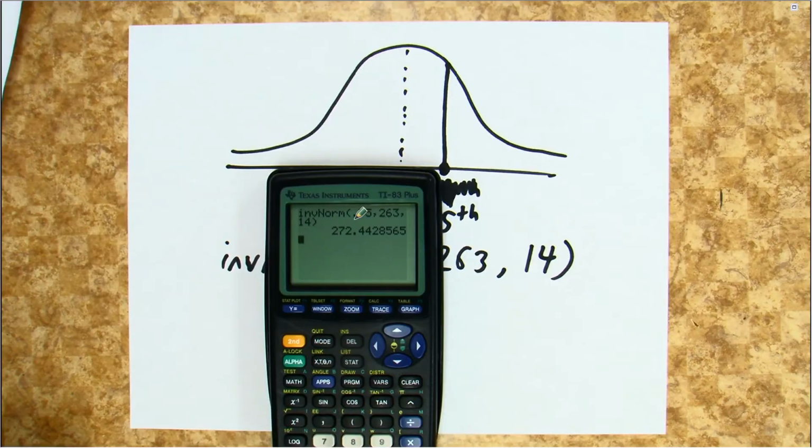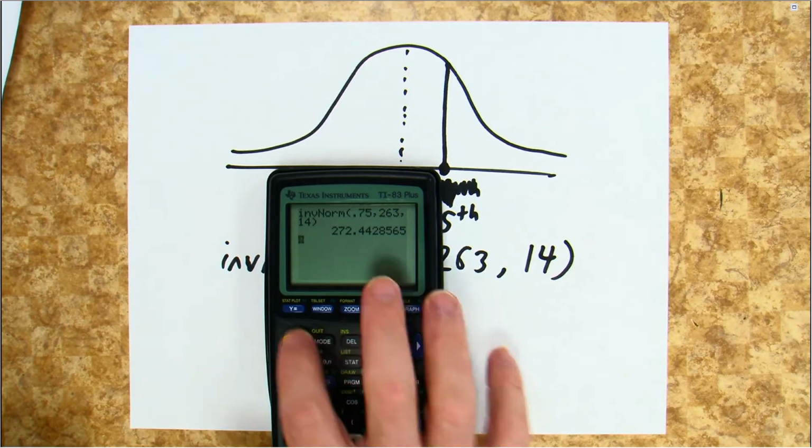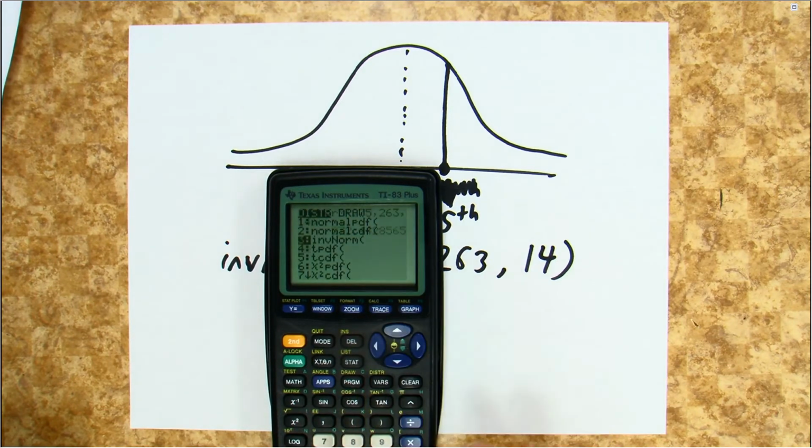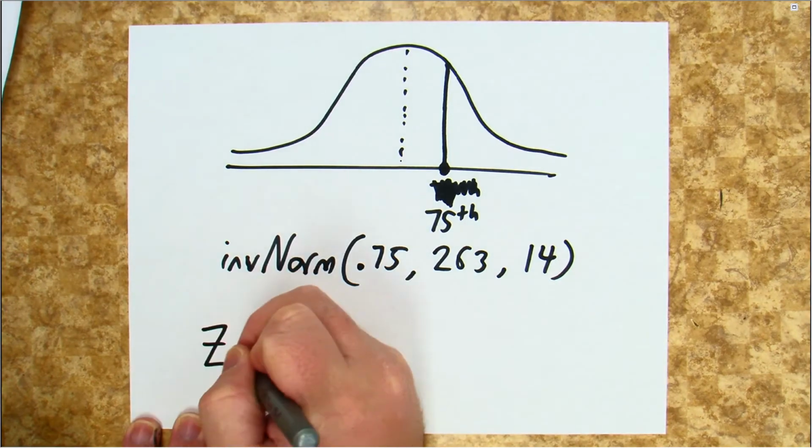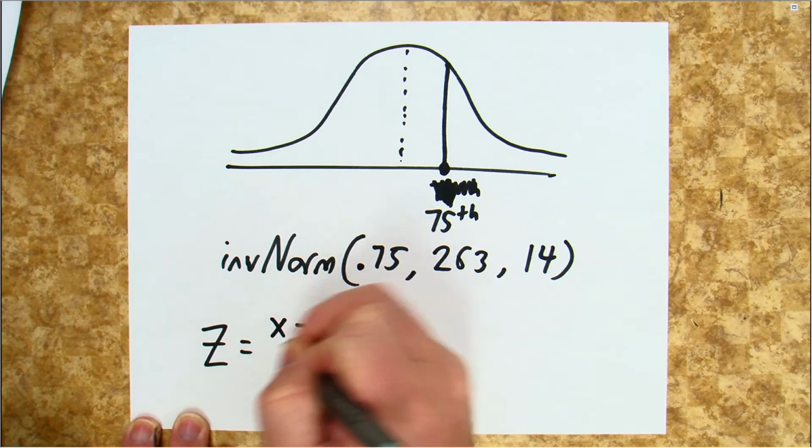Another way of thinking about the problem. Now look at that. Inverse norm 0.67. That decimal number actually is the z-score at that percentile. It's about 0.67 standard deviations above the mean. I'm just showing you an alternate way to get this done.